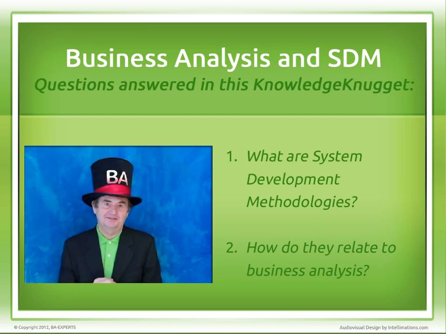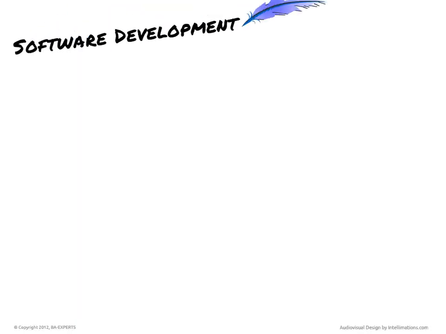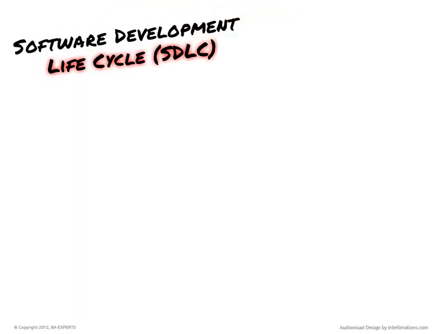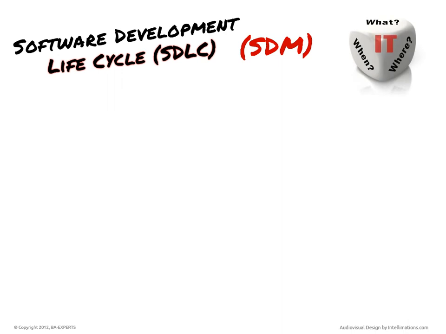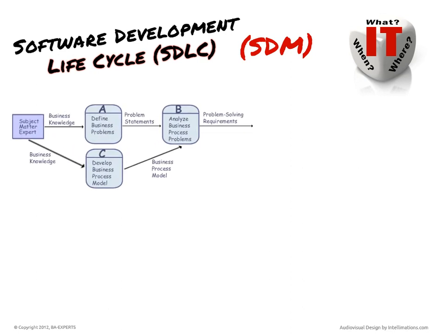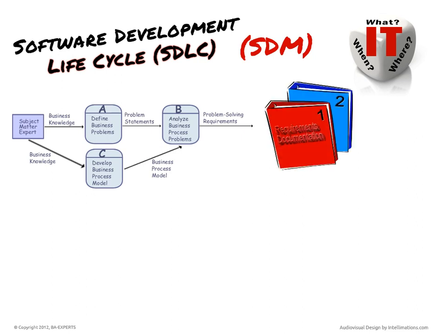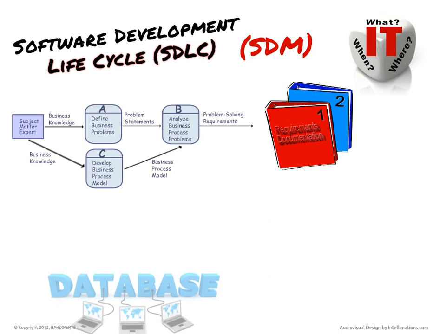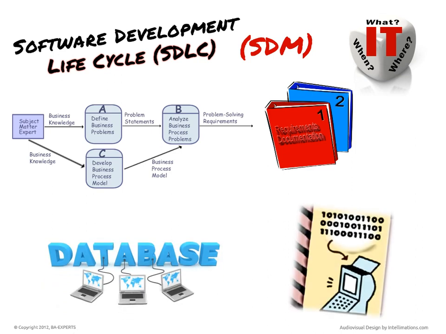A software development life cycle, SDLC, aka SDM or Software Development Methodology, is a workflow for delivering and maintaining an information technology solution. Basically, it consists of a set of activities, tasks, or steps that create one or more needed deliverables or artifacts, i.e. a requirements document, a training program, a database design, the program code, etc.